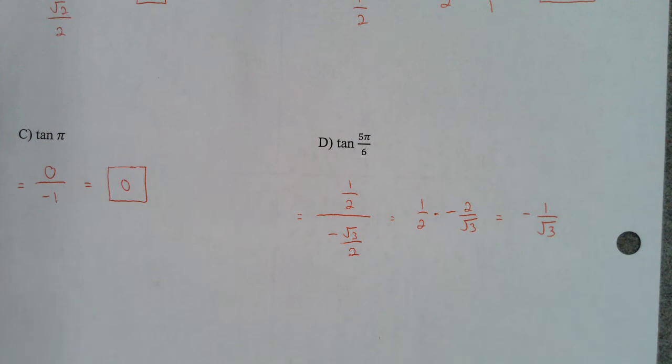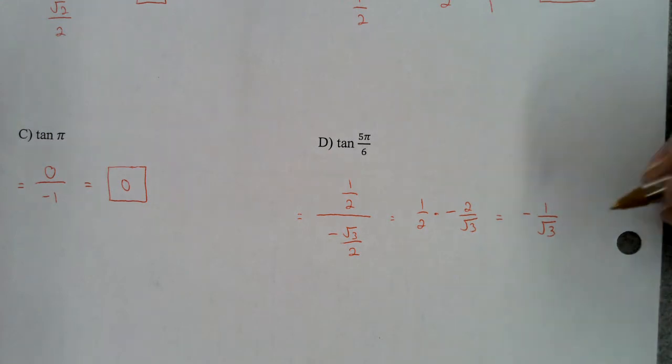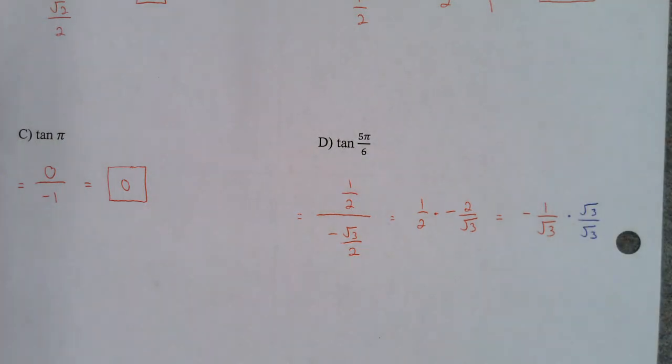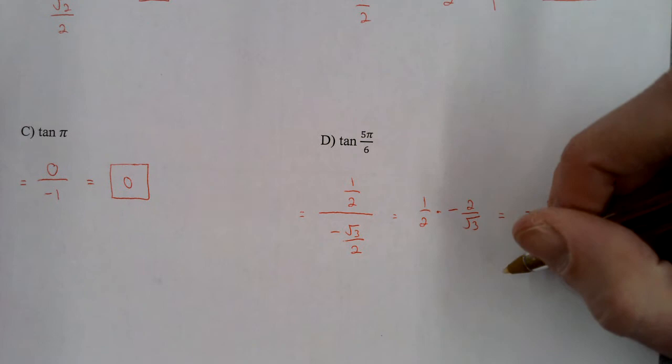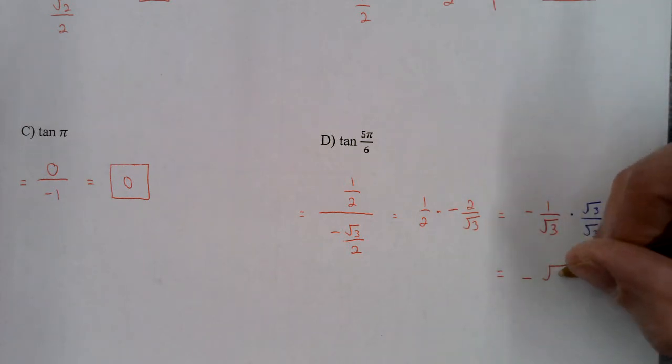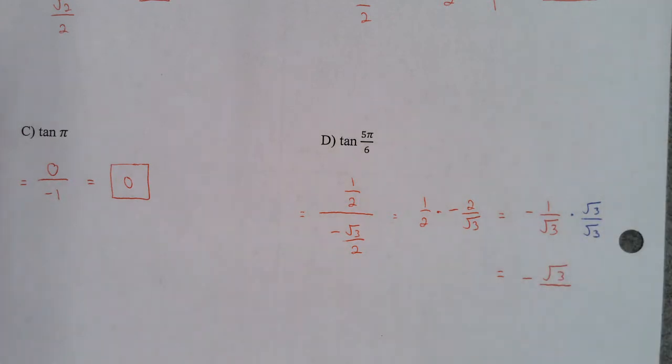Now remember, you cannot have a square root in the denominator. So what we do is we rationalize. We have to multiply by this over itself. Okay? Whenever you have a square root in the denominator, you must get rid of that by multiplying by whatever it is over itself. So in this case, I multiply by square root of 3 over square root of 3. So my numerator will be, well, I'm going to have negative square root of 3. The denominator will be just 3, because the square root of 3 times the square root of 3 is just 3.